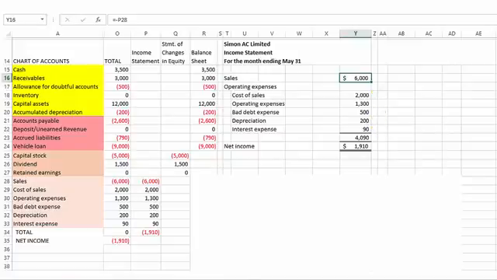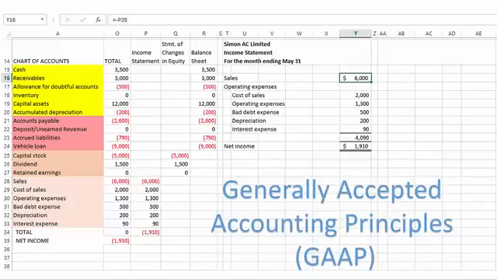In fact, there's a whole bunch of accounting rules that talk about how numbers should be presented in financial statements. These rules are called Generally Accepted Accounting Principles, or GAAP. Also notice that I present all the numbers as positive numbers. This is a standard presentation format.